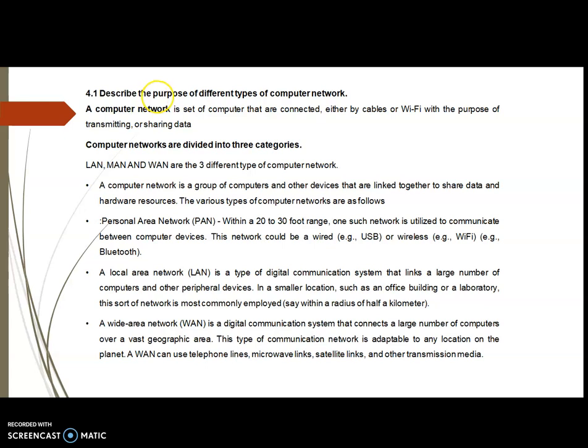4.1 Describe the purpose of different types of computer network. A computer network is a set of computers that are connected to each other by cable or Wi-Fi with the purpose of transmitting or sharing data. Computer networks are divided into their categories.